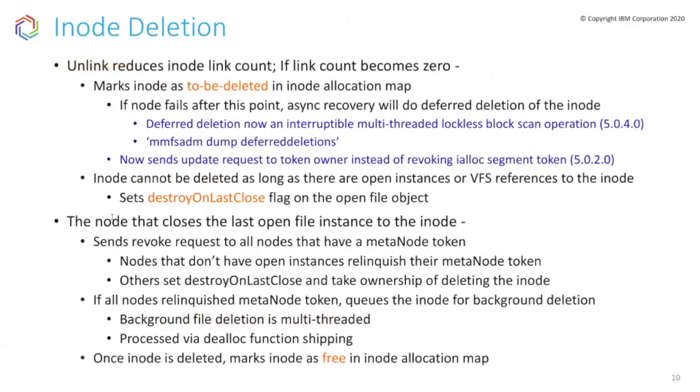Is there a way of identifying the meta node for a file? Yes. You can dump the FS manager section, I think, and you should be able to see it. If you dump all the open files in a node with mmfsadm dump, and I believe it is open files, but I'll get back to you on that. That section has the list of currently open files, and also tells you which node is the meta node for that particular open file.